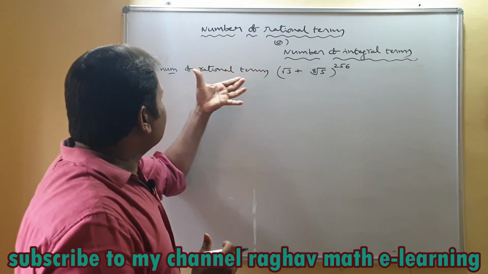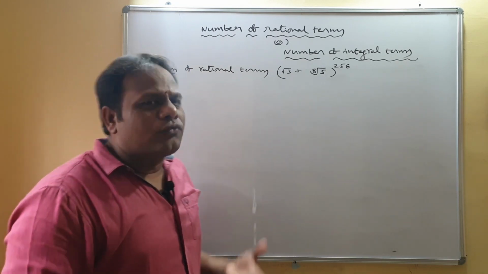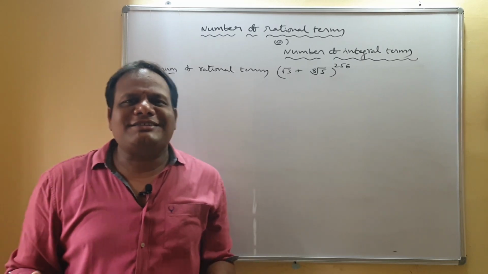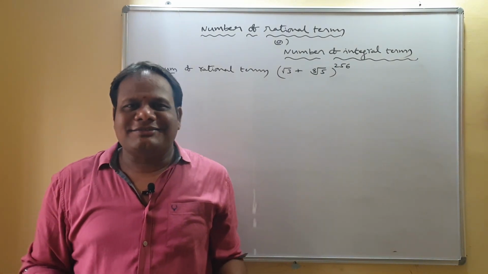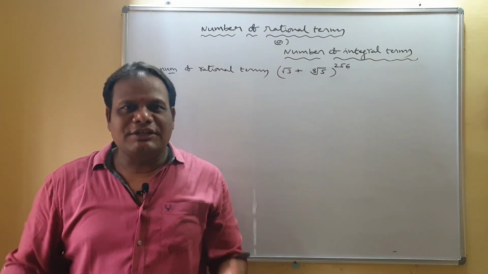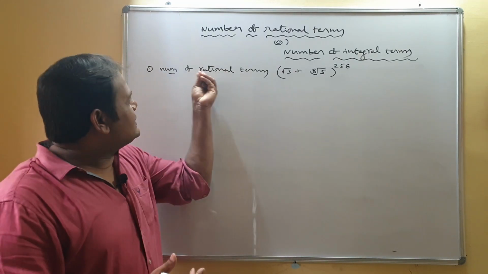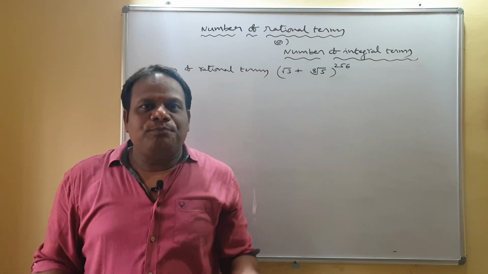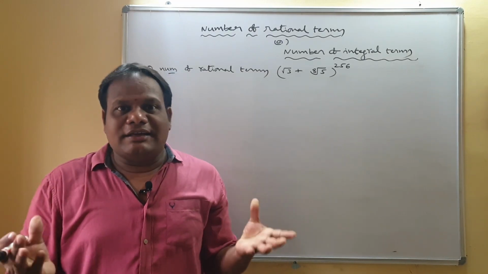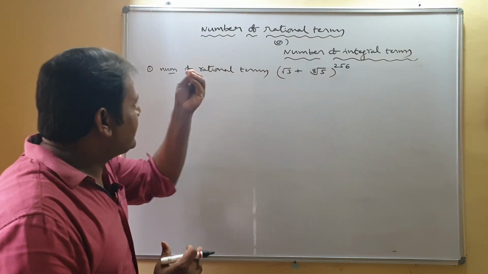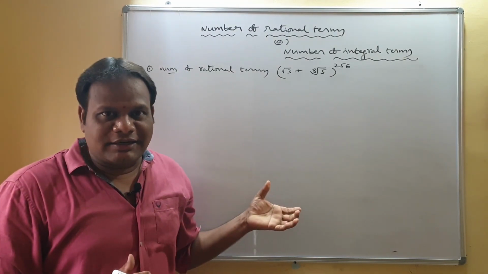They are asking for rational terms. What is a rational term? What is an irrational term? Irrational terms have radicals, like 2 power 1 by 2, 3 power 1 by 3, 5 power 1 by 4. Rational terms are the terms which are free from radicals. So we are interested in finding the number of rational terms.